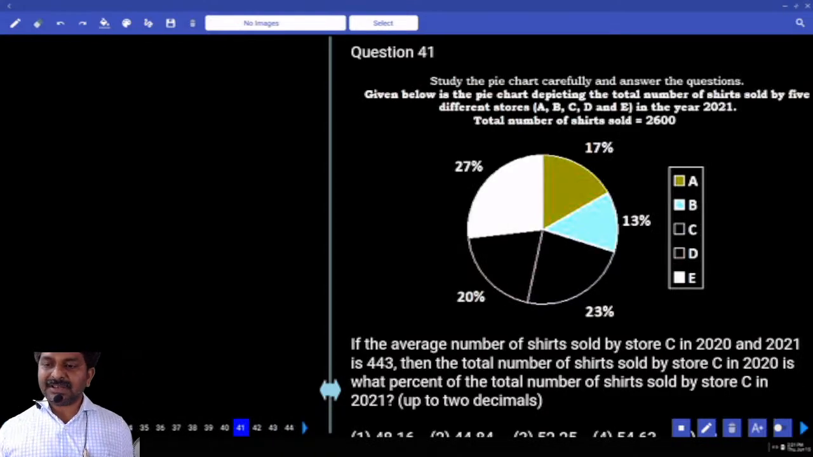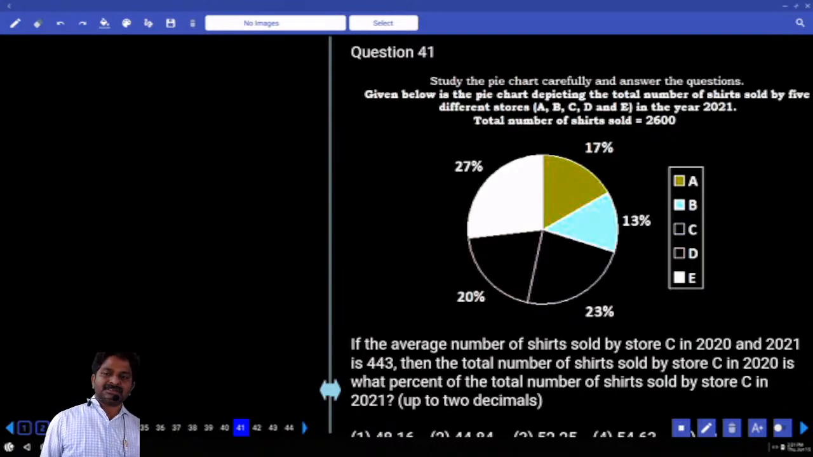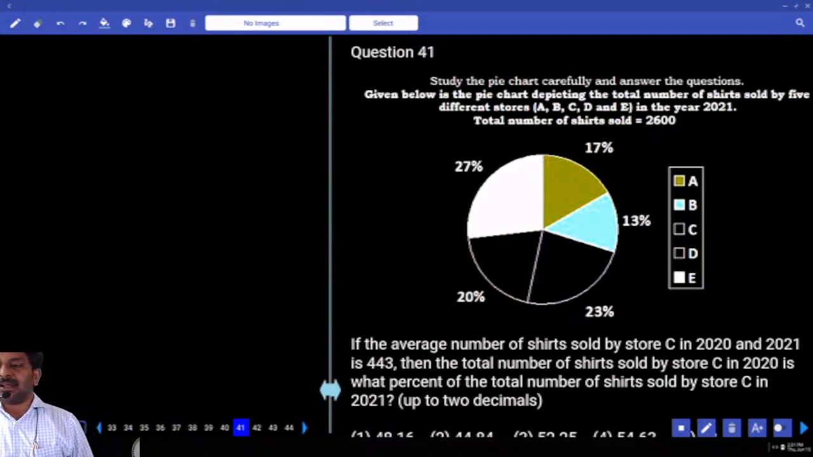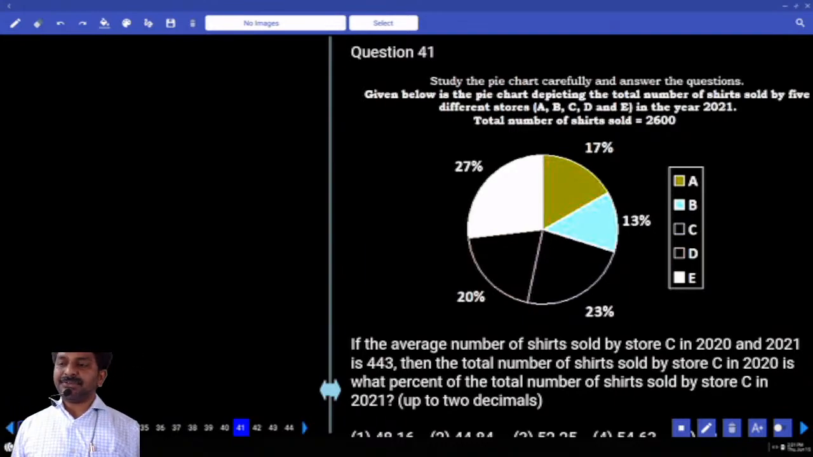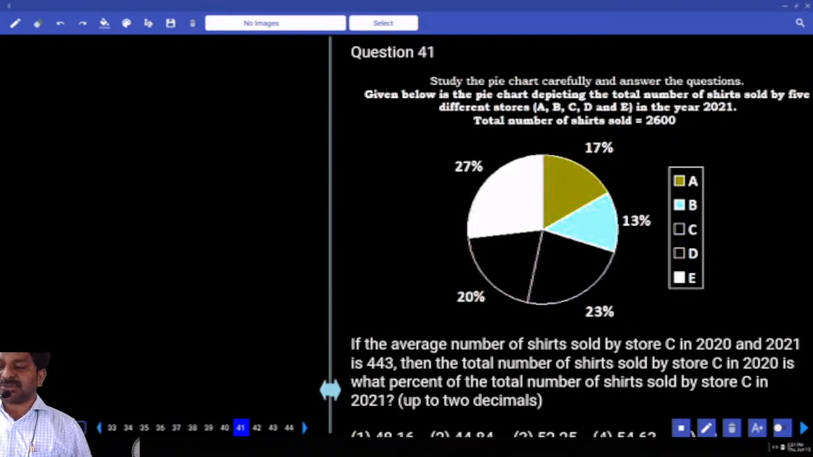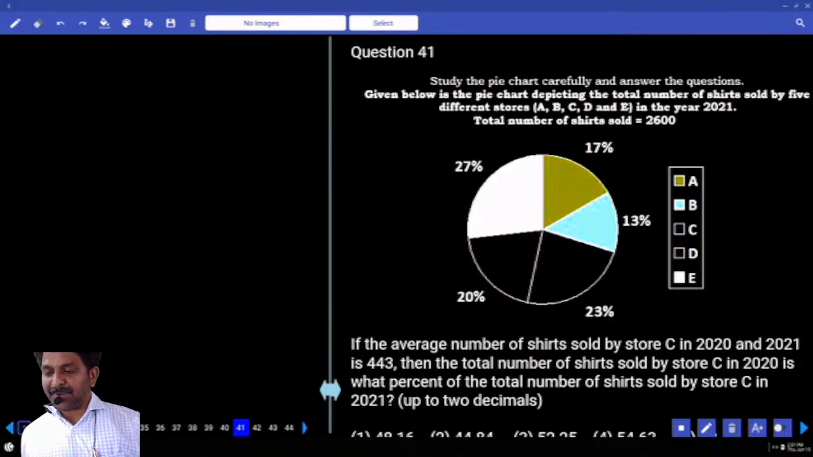Right, shall we start? 41 onwards. Given below is the pie chart depicting the total number of shirts sold by 5 different stores A, B, C, D, E in the year 2021. Total number of shirts sold is 2600. So all the values are given in terms of percentage. Let's convert these numbers when it is required.